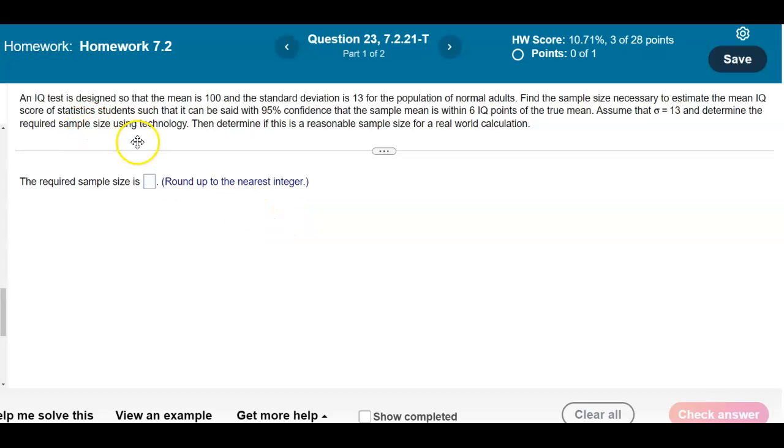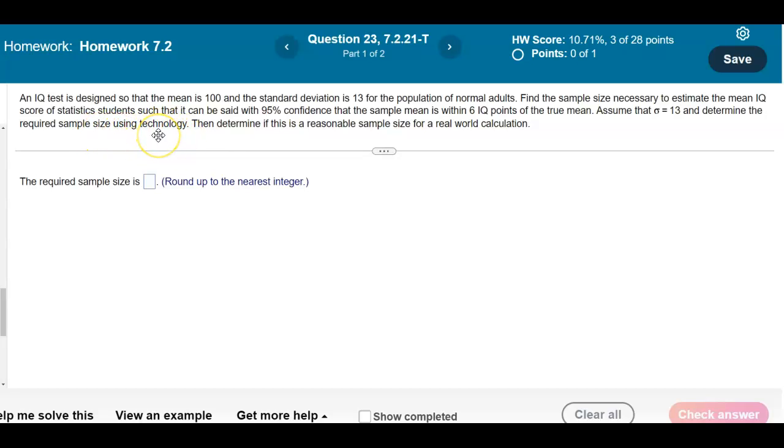An IQ test is designed so that the mean is 100 and the standard deviation is 13 for the population of normal adults. Find the sample size necessary to estimate the mean IQ score of statistics students such that it can be said with 95% confidence that the sample mean is within 6 IQ points of the true mean. Assume that the population standard deviation is equal to 13 and determine the required sample size using technology.